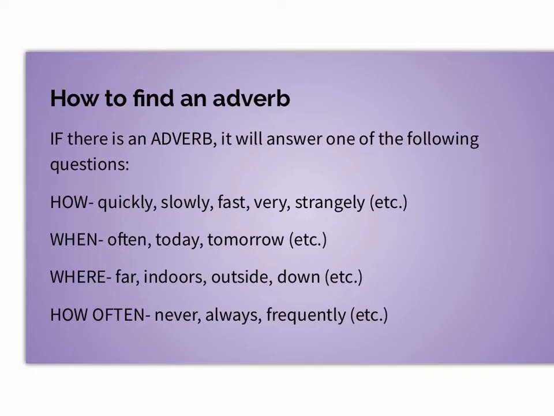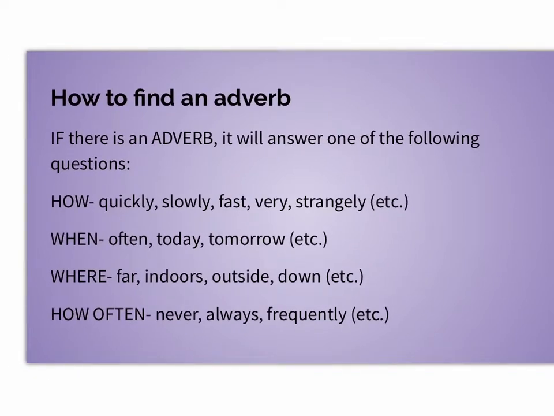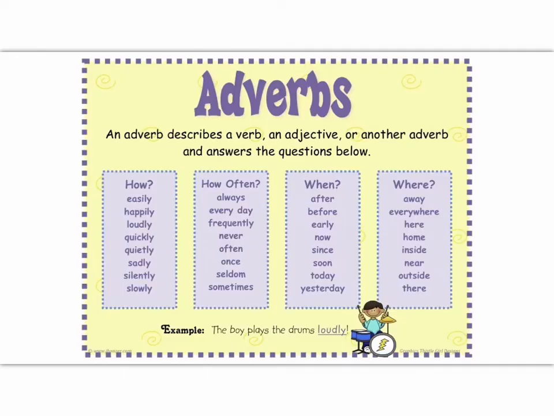How do you find an adverb in the sentence? If it's going to be an adverb, then it'll answer one of the following questions. It'll tell you how something is being done, when it's being done, where, or how often. If it doesn't answer one of those 4 questions, guess what? It's not an adverb. Okay, so that's an easy way to figure that out.